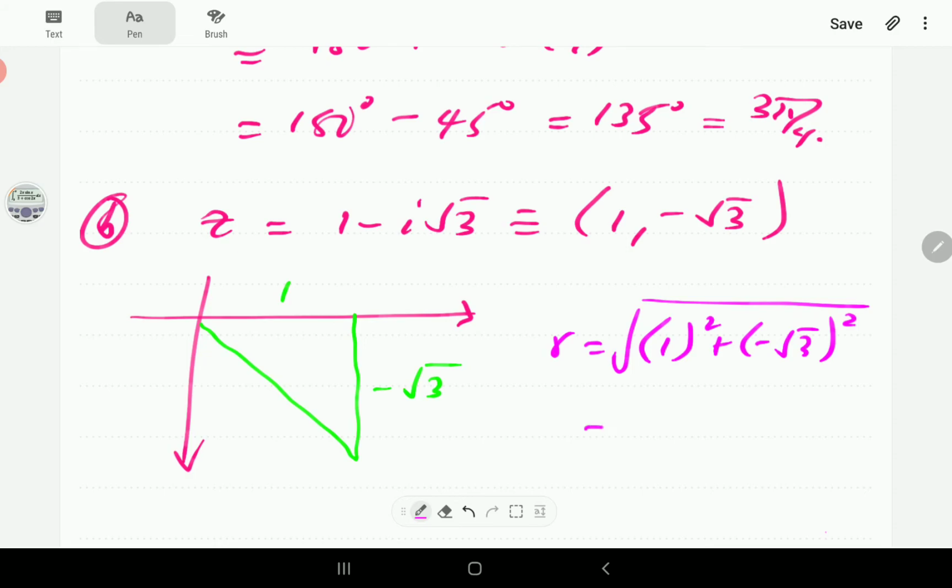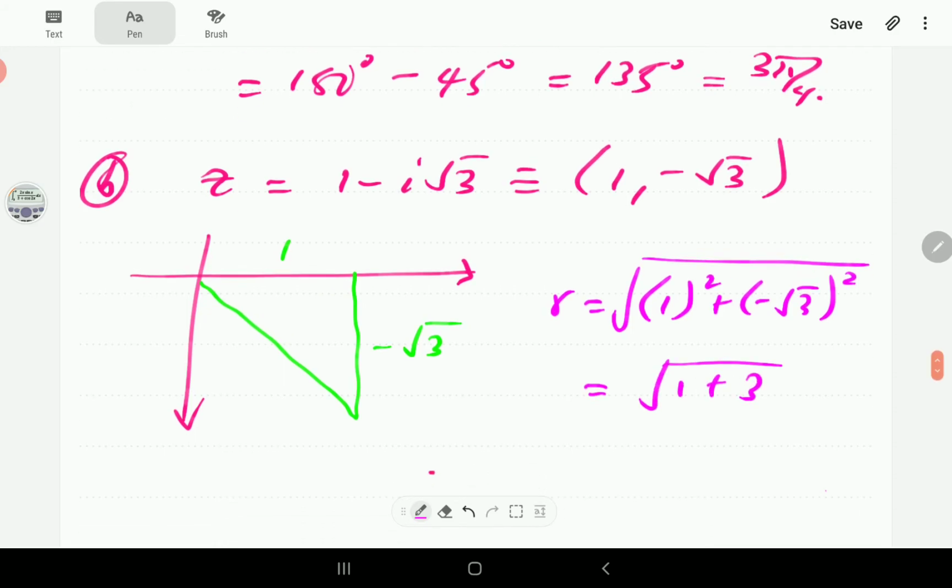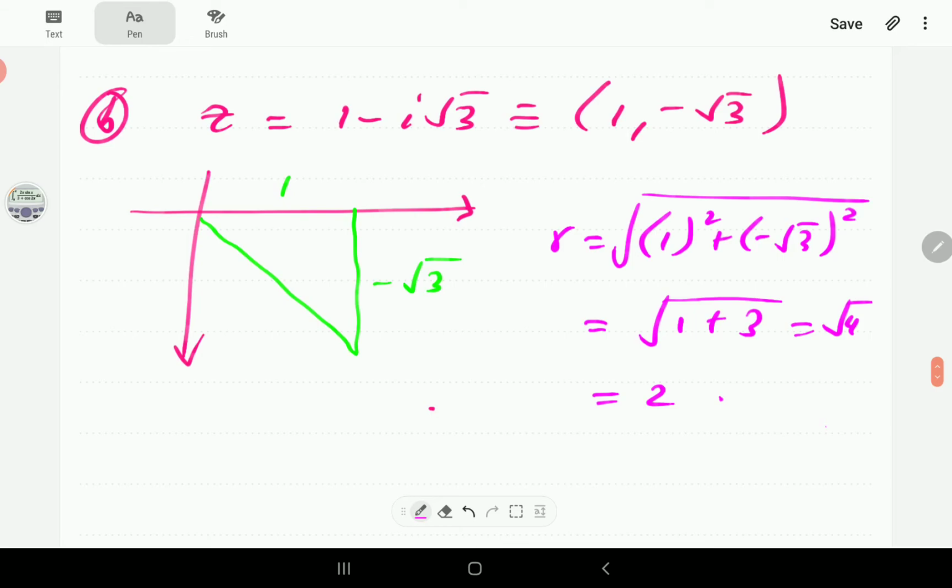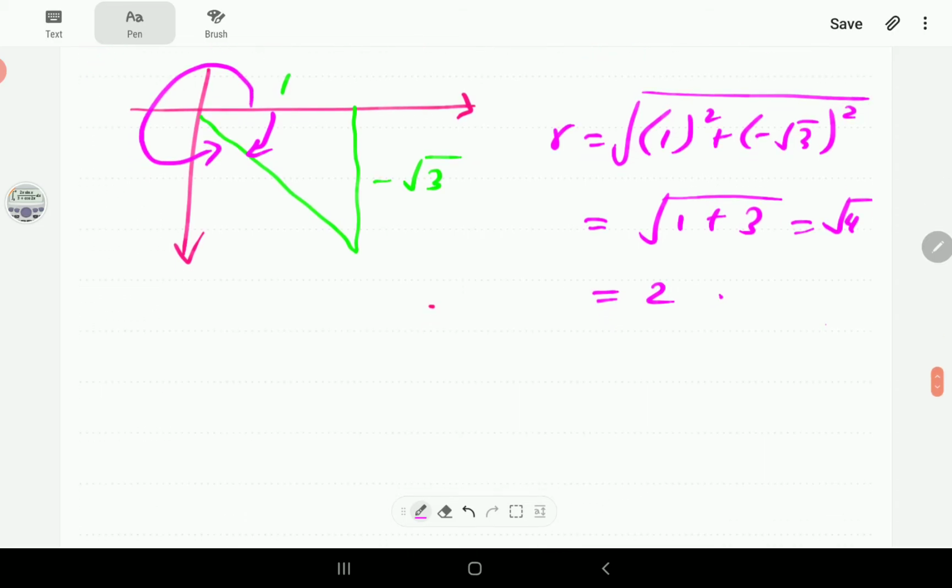So that means the modulus is simply going to be 1 squared plus -√3 squared. Then we take the square root. It's going to be 1 plus 3. This is going to be square root 4. So the modulus is 2. Then for the argument, we can either do the argument like this, in which case it's going to be negative, or we can do the argument like that.